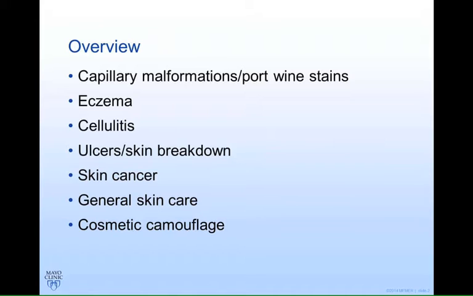So we'll talk about a lot of things, even though it'll be brief: capillary malformations and port wine stains, issues with eczema and cellulitis, ulcers and skin breakdown, skin cancer, general skin care, and a little bit on cosmetic camouflage. Hopefully this will be informational for everybody. These are really some of the more common issues that I think about when looking at the skin of people that have vascular anomalies and malformations.